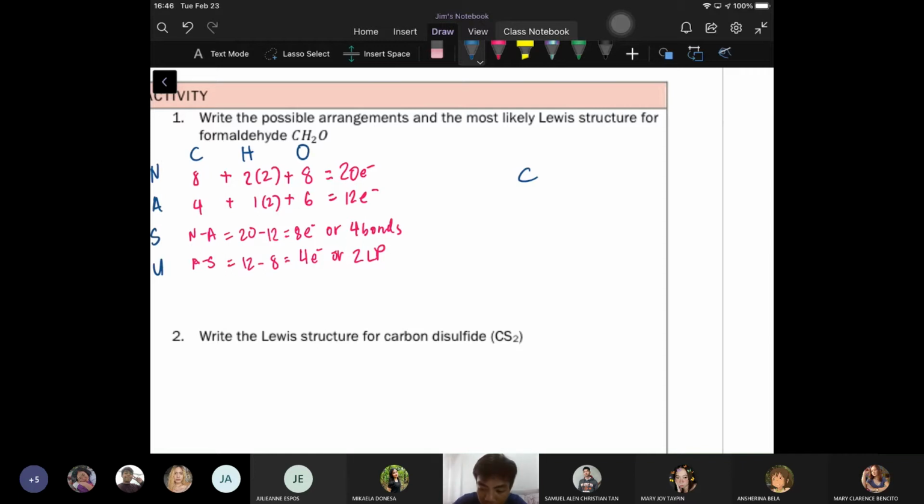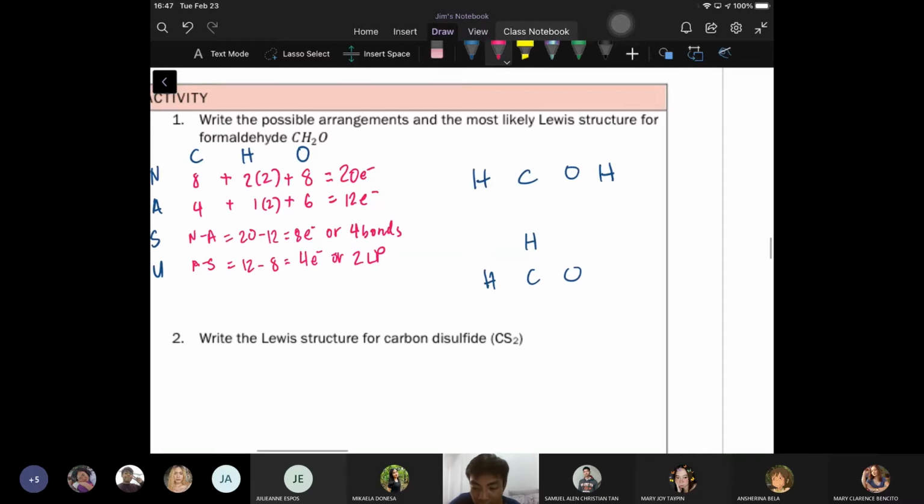So, pwede gawin ko HCOH. Okay, pwede ganyan. Ano pa kaya pwede? Pwede rin naman ganito na lang. Okay, so yan. So, ito yung two possible arrangements ko. I have HCOH in linear form, and then I have HCO, then H sa taas. Okay? So, let's determine sino sa dalawang yan ang most likely Lewis structure for this molecule.